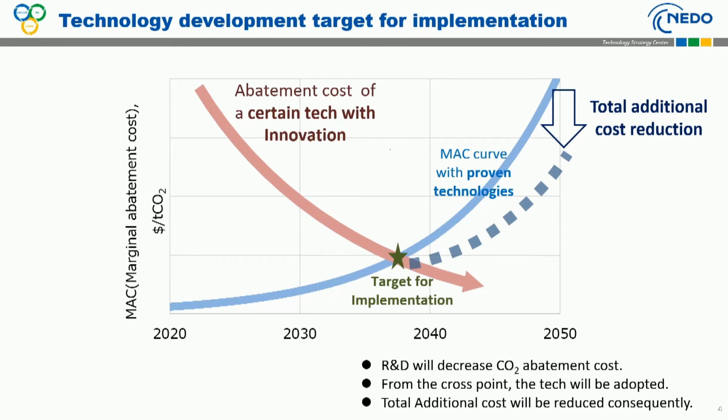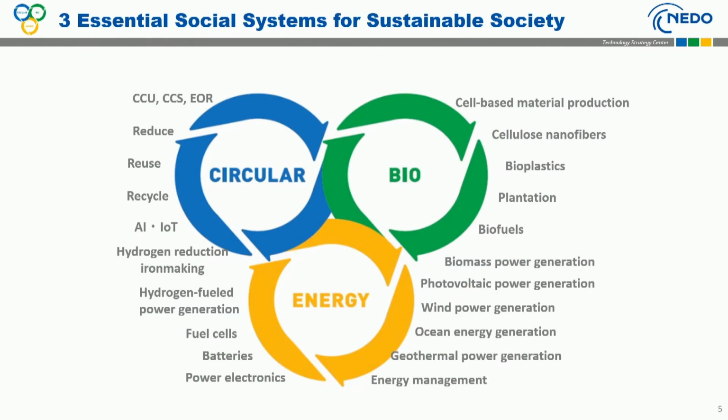In order to achieve these goals, we designed the future vision for a sustainable society. This picture shows the basic idea. The idea is to accelerate the implementation by integrating three social systems: circular economy, bioeconomy, and sustainable energy supply. In order to do so, a broader view of technology is required, and the abatement cost is useful as an indicator for this purpose. I would like to add that LCA-based abatement cost will become more important in the future. This will be introduced at the end of this session by Tahara-san.